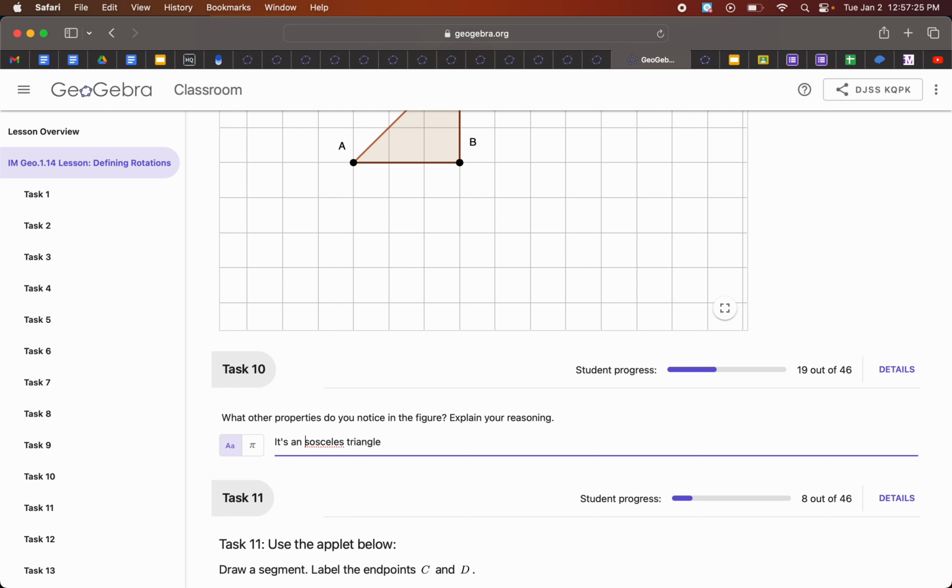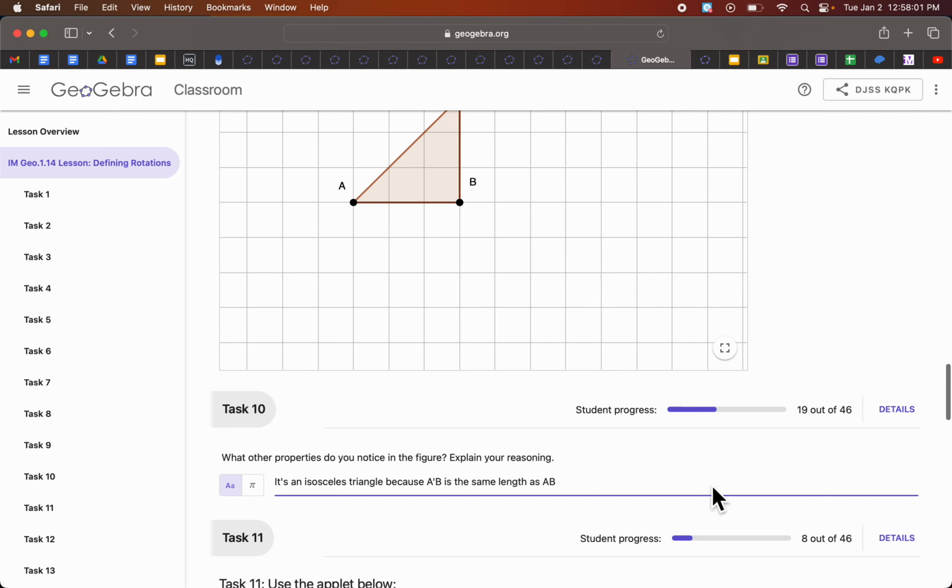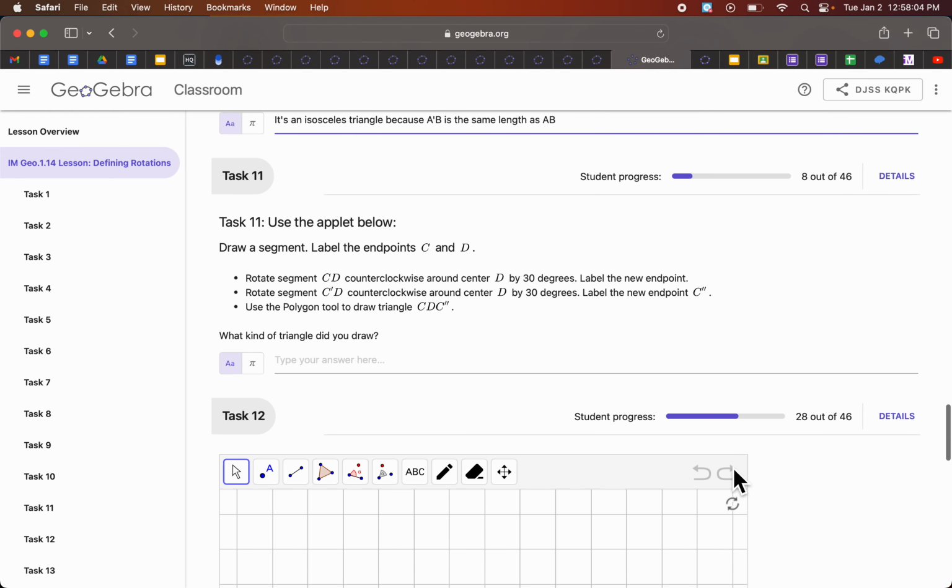It's an isosceles triangle because AB is the same length as, or I should have done, it should be A prime B prime, because that's the second one, right? This one has to be the same length as that one. I guess I don't have to put B prime in there. A prime B is the same length as AB. There you go. Great.